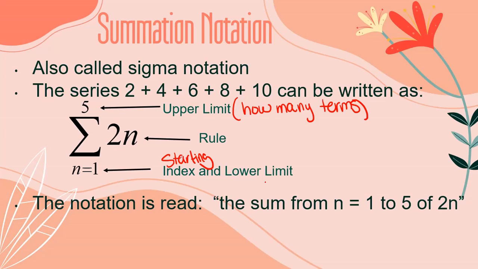Now, this notation looks kind of weird. The little E is actually sigma. That's what the E is. The sum from n equals 1 to 5 of 2n. That is how I would read this notation. So sometimes it's just looking at math and knowing how to read it. But the sum from n equals 1 to 5 of 2n is how I'd read that.